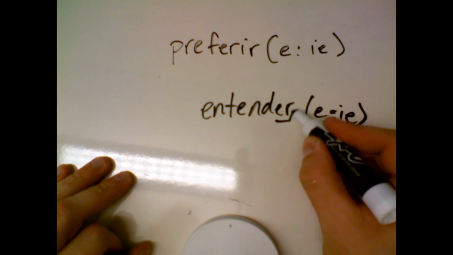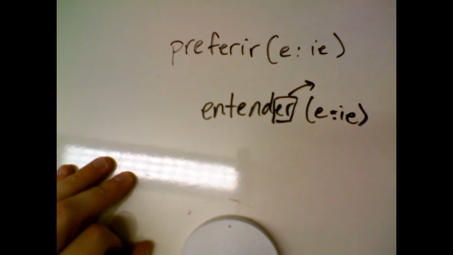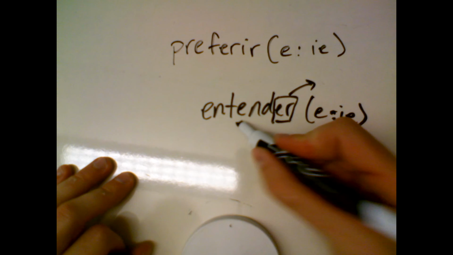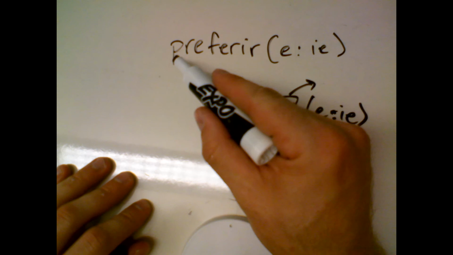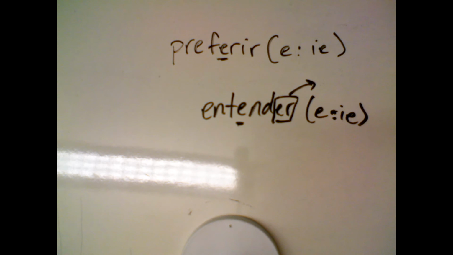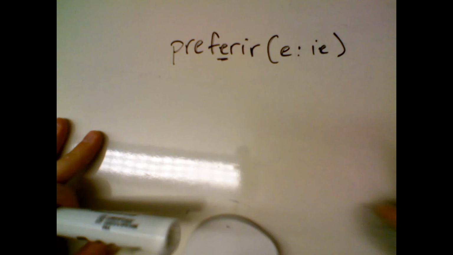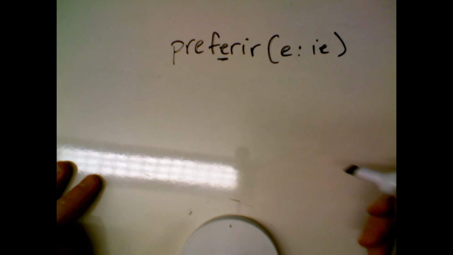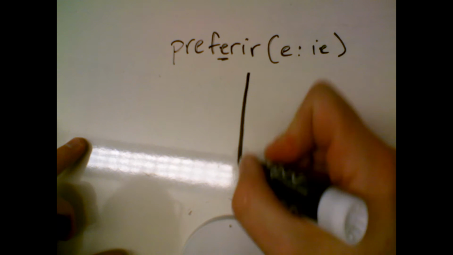Unless it's an ER verb, then it's not this ER, because that ER, remember, gets removed when I conjugate the verb. So it's that E right there that's going to change to an IE. On preferir, it's the E closest to the end, which is this one. So that's the E that's going to change to an IE when I write out my conjugation for the verb preferir. If you want to try and do this by yourself, you could pause the video and jot it down. But otherwise, I'm going to go ahead and do it also.